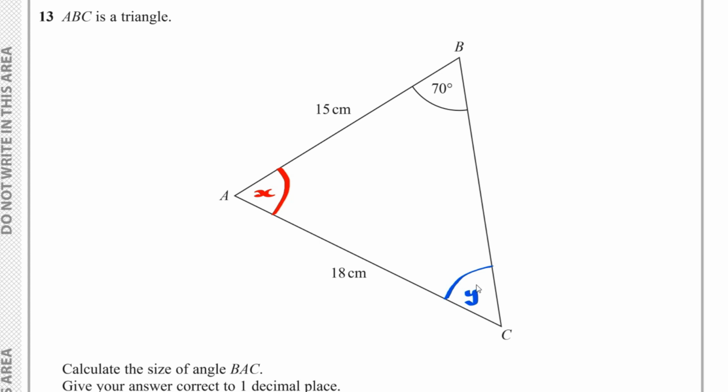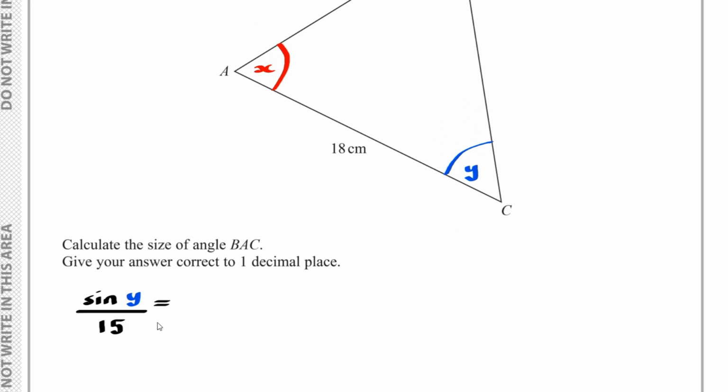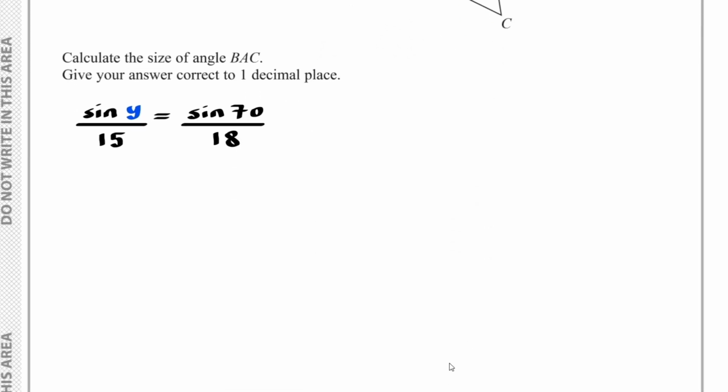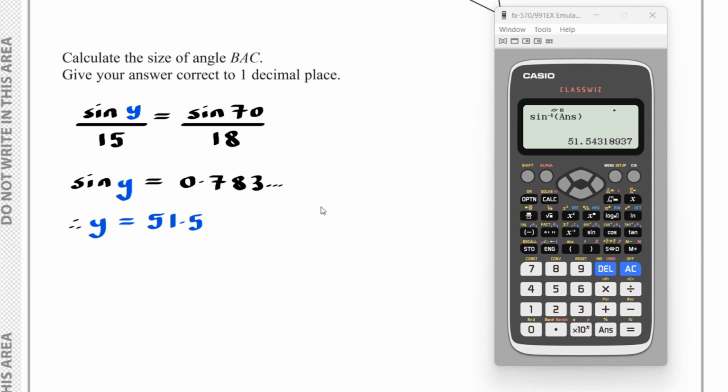And I can find out what this angle Y is using the sine rule, and then use the fact that angles in a triangle add up to 180 to find out the angle X. So I've got the sine of Y over 15 equals the sine of 70 over 18. So let's rearrange for the sine of y. The sine of y is equal to 15 multiplied by the sine of 70 over 18, which is 0.783, etc. So if I inverse sine this, I can find out what y is. Y is 51.5 degrees to 1 decimal place.